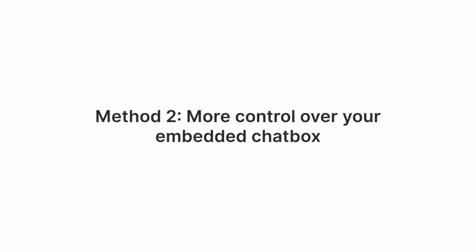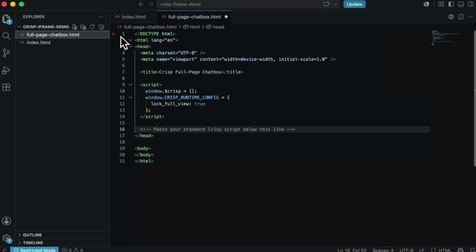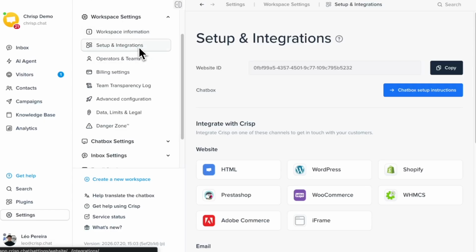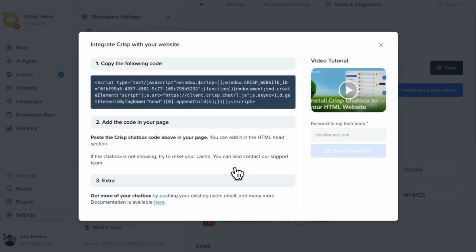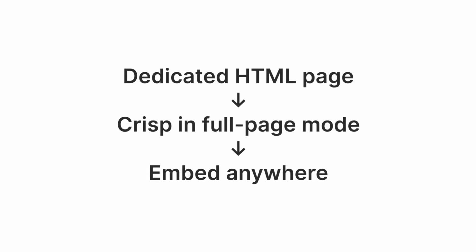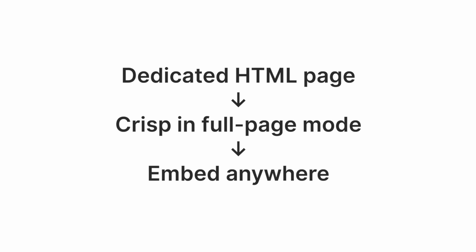The second method is useful if you need more control over the embedded chatbox. For this method, create a blank HTML page on your own domain. On that page, add the Crisp runtime configuration before the Crisp script. This configuration tells Crisp to open the chatbox in a full view and behave correctly inside the embedded page. Then add the standard Crisp script below it. You can copy your standard script from Settings, Workspace Settings, Setup and Integration, and HTML. Once this page is ready, you can embed it inside another page using an iFrame. So the flow is first create a dedicated page where Crisp runs in a full page mode, and then embed that page wherever you want the chatbox to appear.